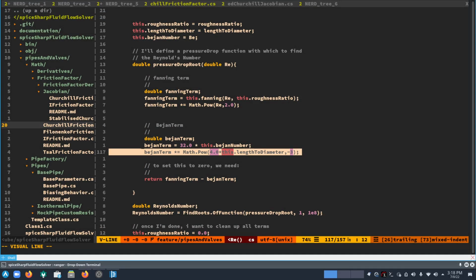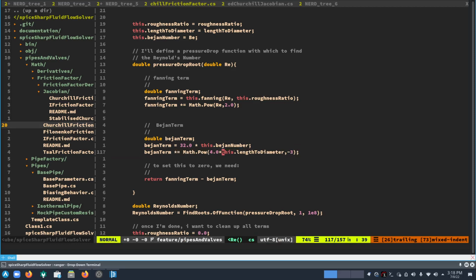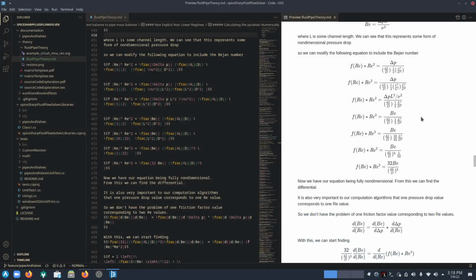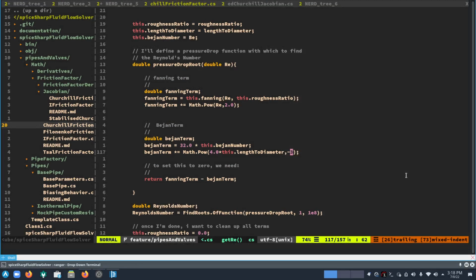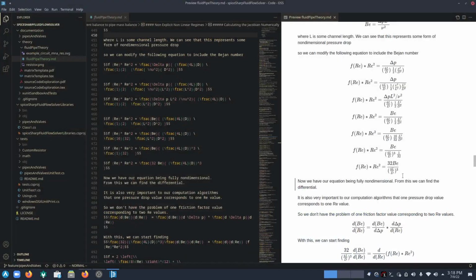by 4 times the length to diameter ratio to the power of -3. So this is 4L over D to the power of -3. You can of course put it in the denominator, that's fine, I just choose to do it this way. Okay, so this is the Bijon term here.